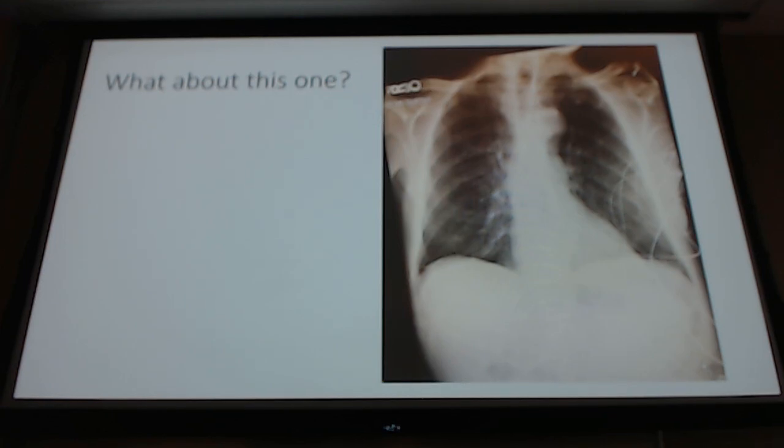Just answer the question. Which one do you think it is? It might be a cavitation, the top corner, maybe? It's not normal. I think we can all agree on that. It's not normal, right? Okay. Maybe we can agree on that.